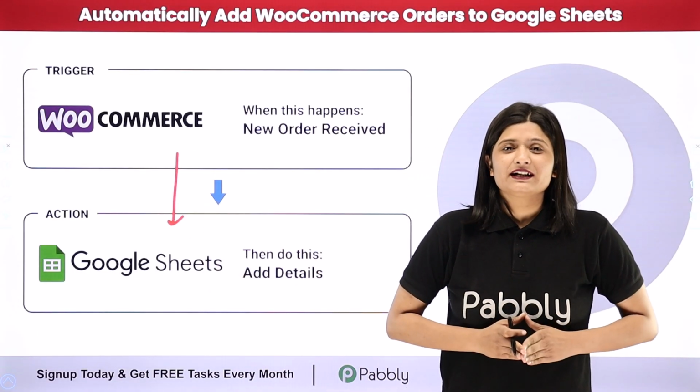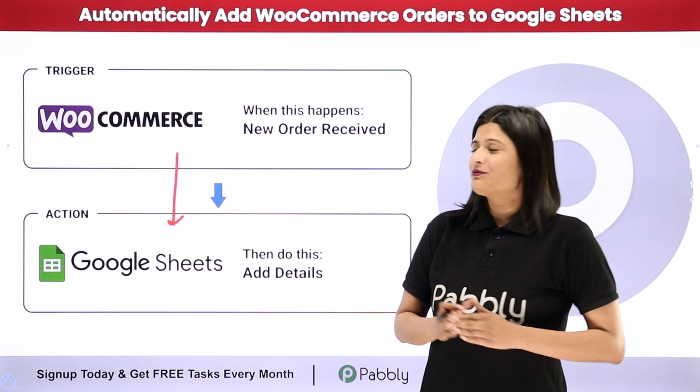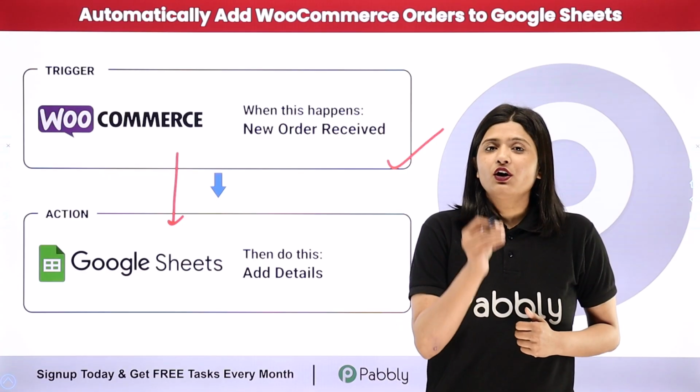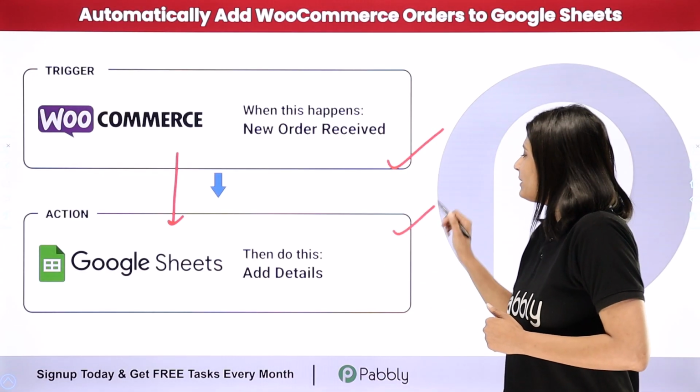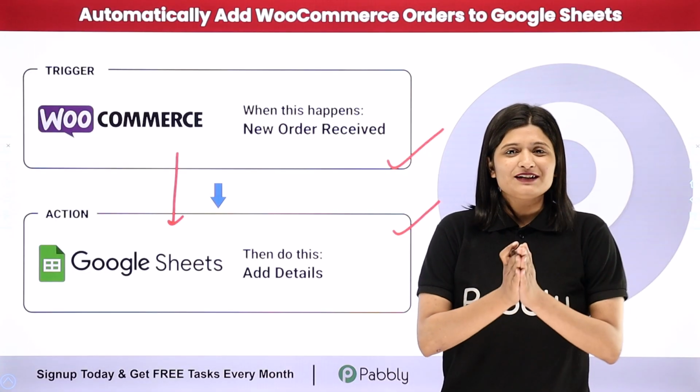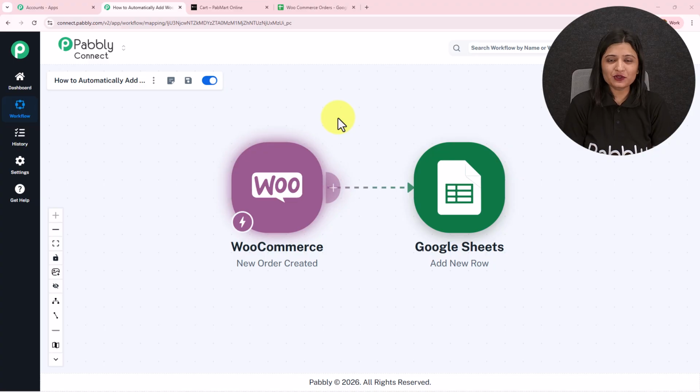With the help of Pabbly Connect, I'm going to build this connection in such a manner that whenever I'm going to receive a new order from WooCommerce, the order details are automatically added to my Google Sheets spreadsheet. Now, if you want to learn the step-by-step process, then let me take you all to my screen. Welcome to my screen, everyone.